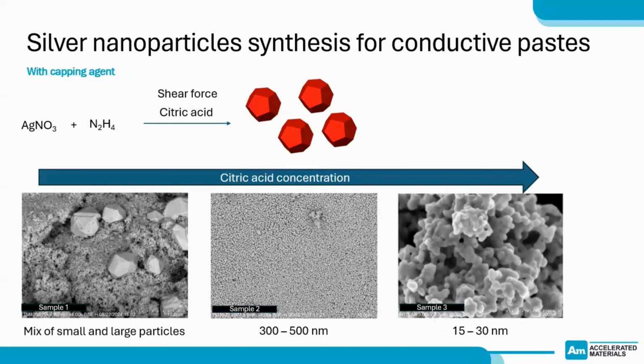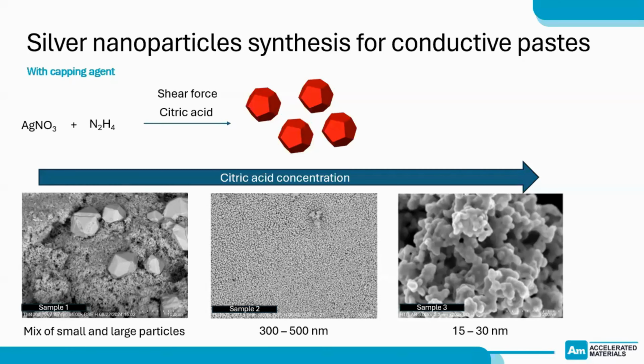So here is some of the synthesis in the annular flow reactor, with citric acid as a capping agent and hydrazine as the reducing agent. You can see that at a small concentration of citric acid, we have a mix of particles. Some of them are very large, almost 6 micrometers, with a lot of a nanoparticle fraction, usually submicron, around 300, 400 nanometers.